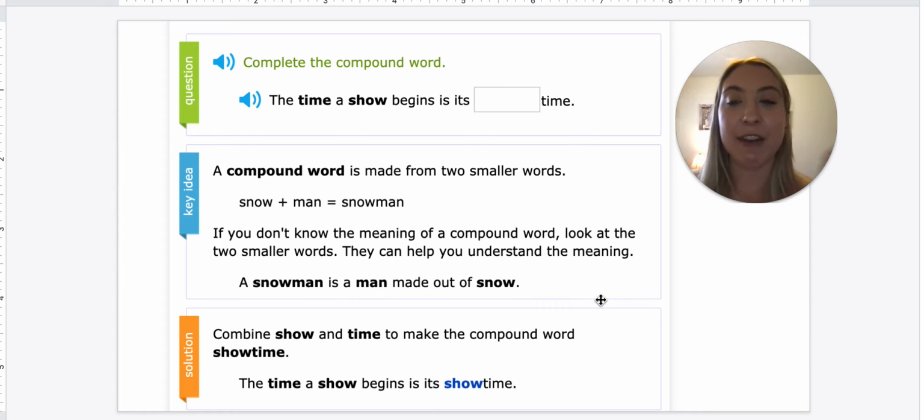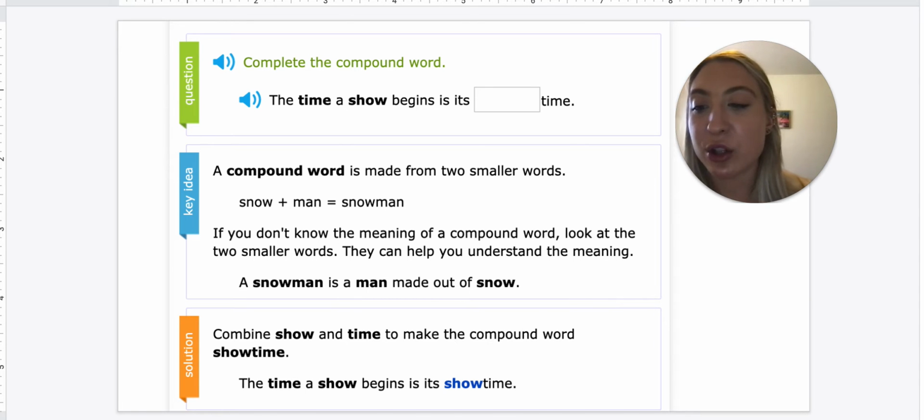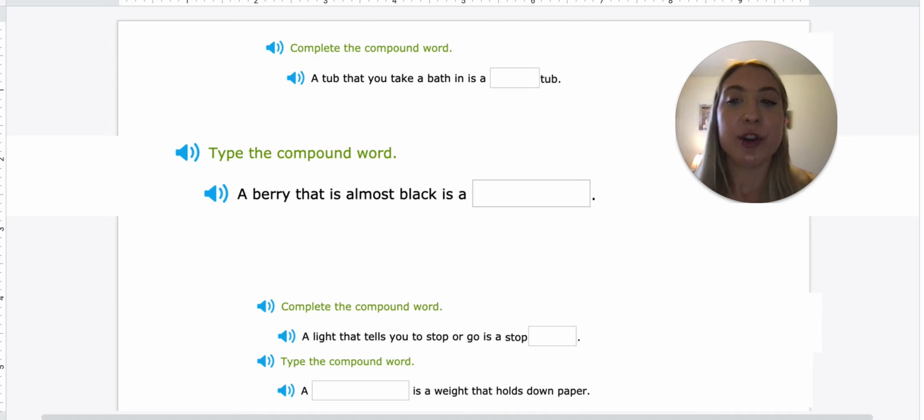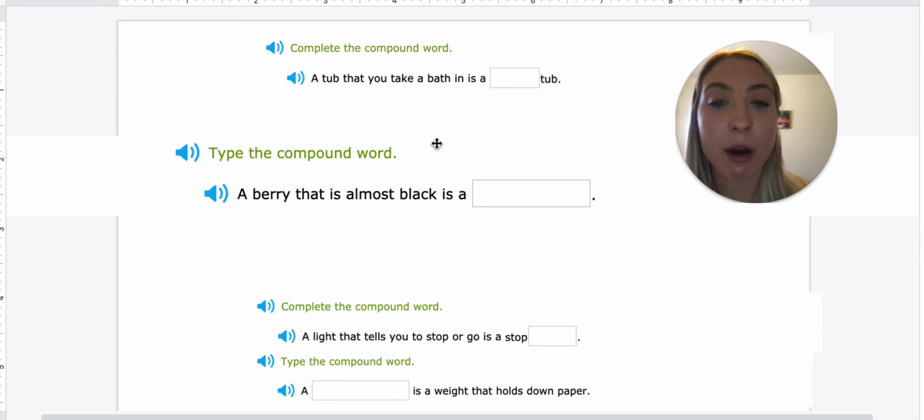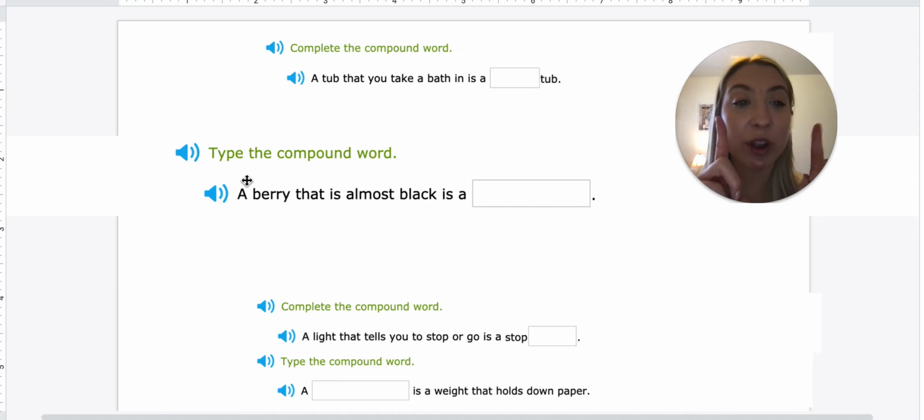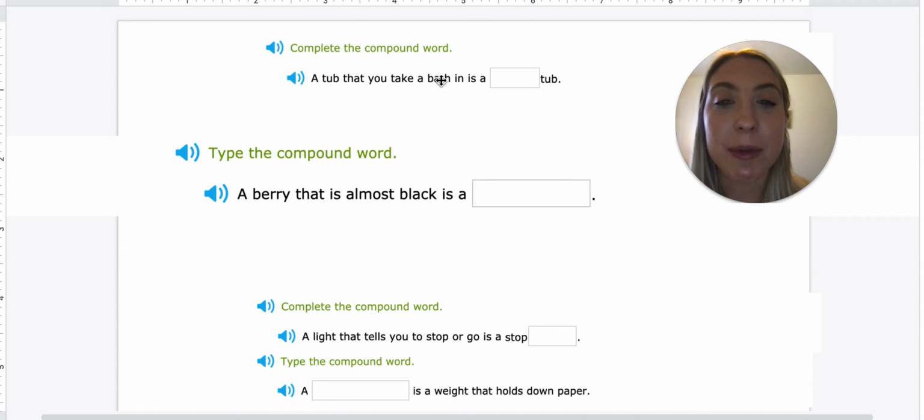So we're going to be working on having our compound word and then breaking it up and figuring out what it means. So let's do some examples together. As we're forming and making our own compound words, we have to look at the instructions. Sometimes they'll tell us to complete the compound word, which means they already have one of the two words, and we have to figure out what is the other word. Or they say type the compound word, and that's where we're going to have to type both of the words together.